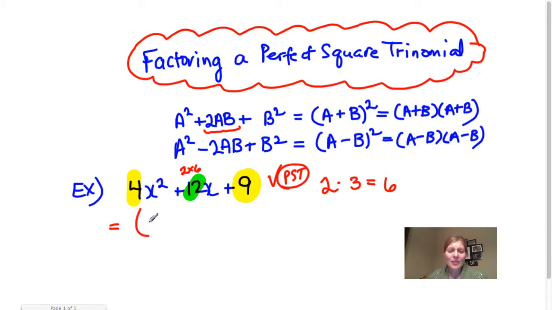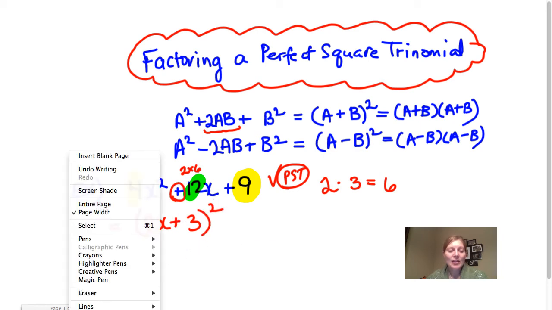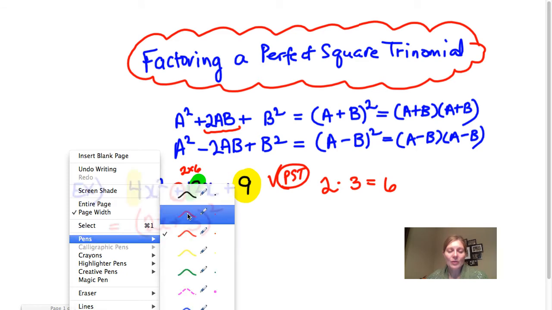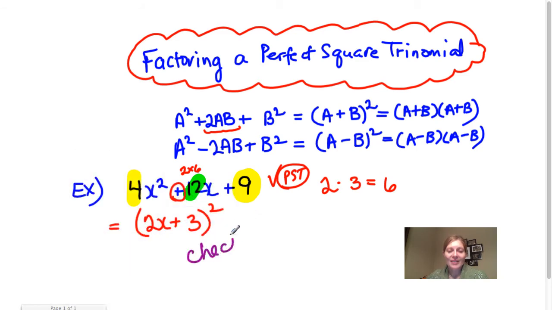Take the square root of the first term, put it at the start of the bracket, 2x. Square root of the last, put it at the end of the bracket, 3. And look at the middle sign here and make sure the whole thing is squared. Okay, and let's just check to make sure that that's true, that I'm not just giving you a story here. So let's check that 2x plus 3 quantity squared will give us our original question.